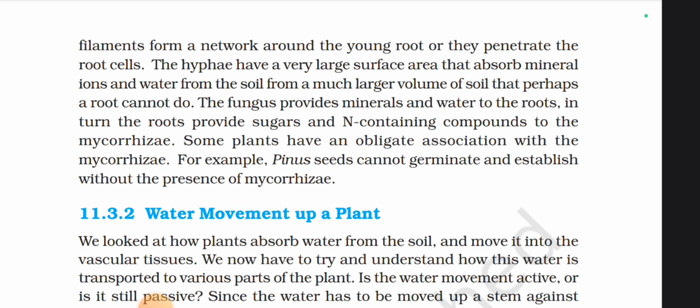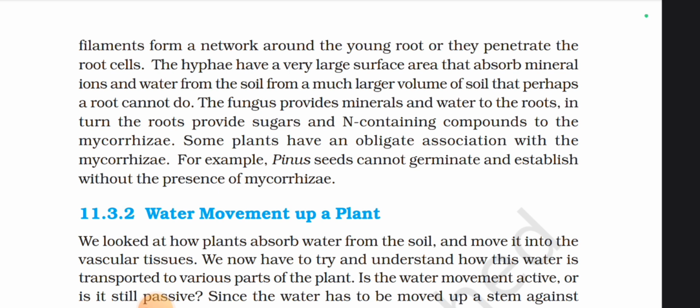The hyphae have a very large surface area that absorb mineral ions and water from the soil from a much larger volume of soil than perhaps a root cannot do. Fungus provides mineral and water to the roots. In turn, roots provide sugar and nitrogen containing compounds to the mycorrhiza.